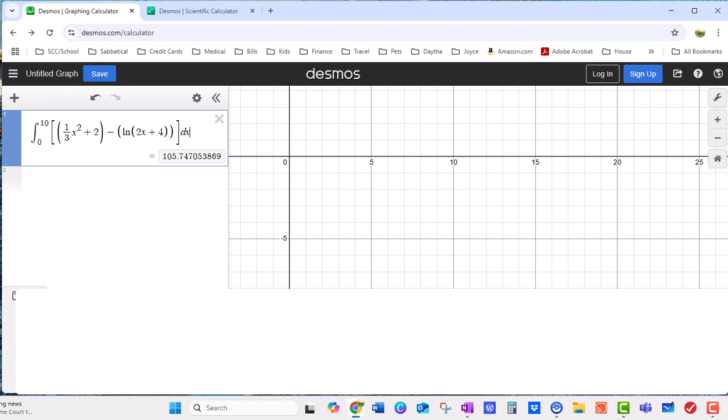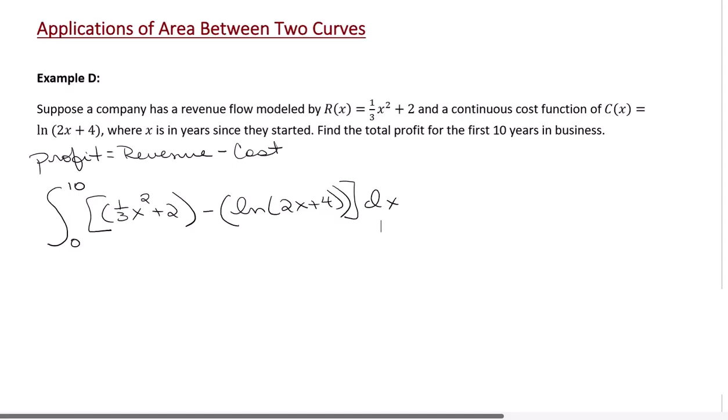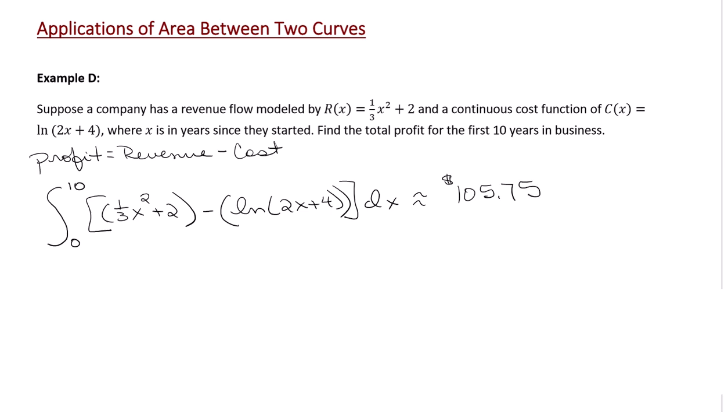$105.75. Let's go back and make sure it's not in thousands. Did not say. So it is approximately a total of $105.75 for the first 10 years of business. Yeah, business isn't doing that great.